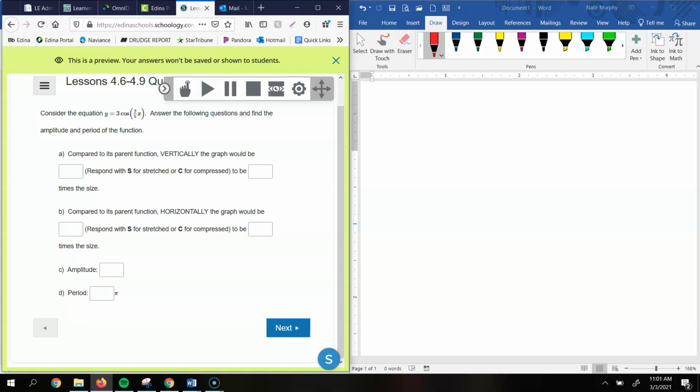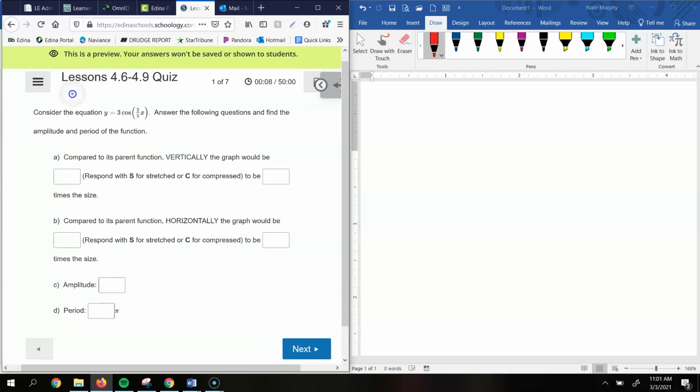All right, so this is looking at the equation y equals 3 times the cosine of 2/5 x. Ultimately, we're going to be finding the amplitude and period of the function, but first we're going to answer these questions. So first off, this first part says, compared to its parent function, vertically the graph would be stretched or compressed to be how many times? So at the beginning there, we have the 3 times the cosine of 2/5 x.